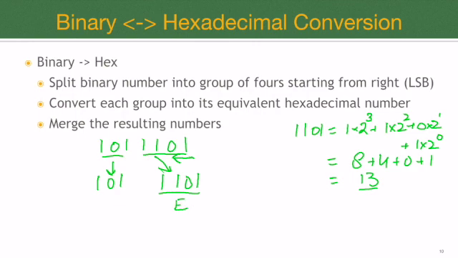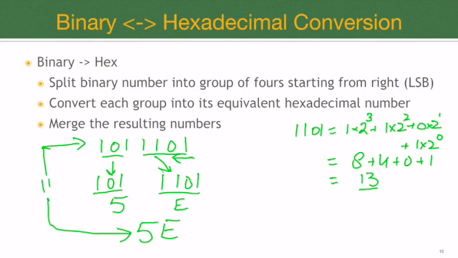So this binary number is equal to E in hexadecimal. Similarly, this one, its value is 5, and that is equal to 5 in hexadecimal. So once I have converted each group into equivalent hexadecimal number, then I can merge the result, and that will be my actual result. So my actual result in hexadecimal will be 5E. So this binary number here is equal to this hexadecimal number.